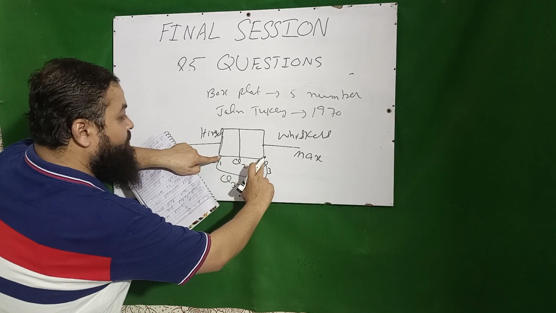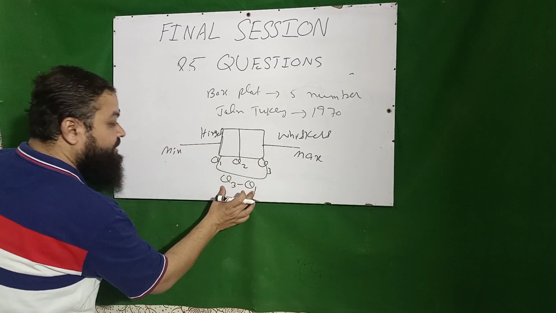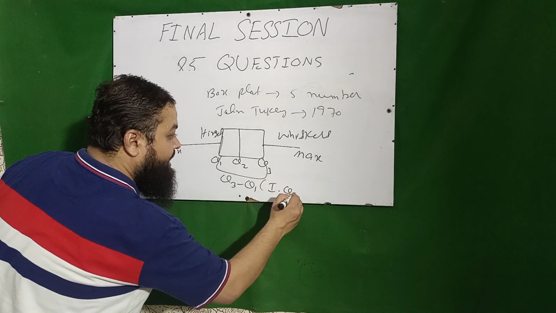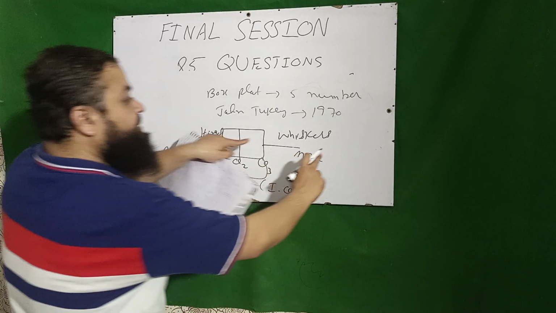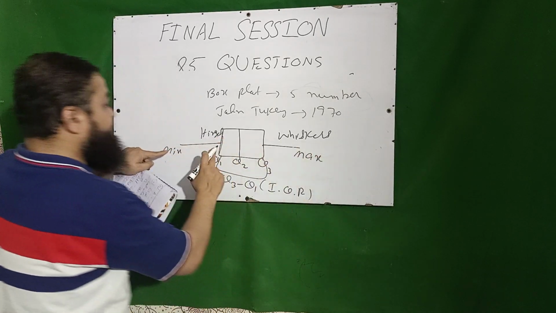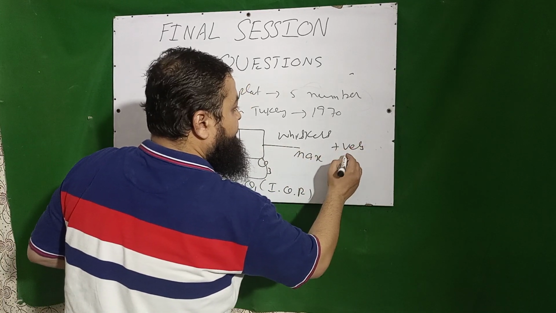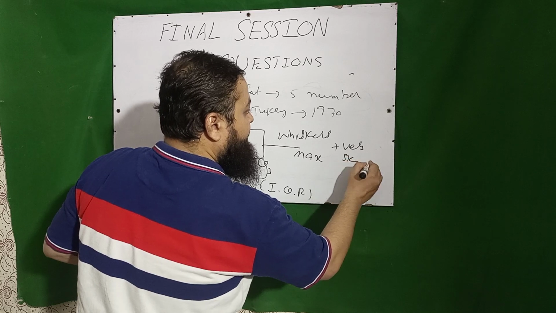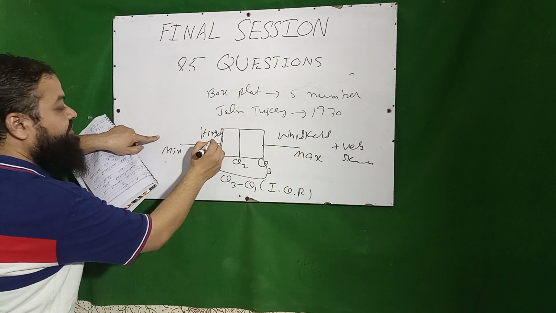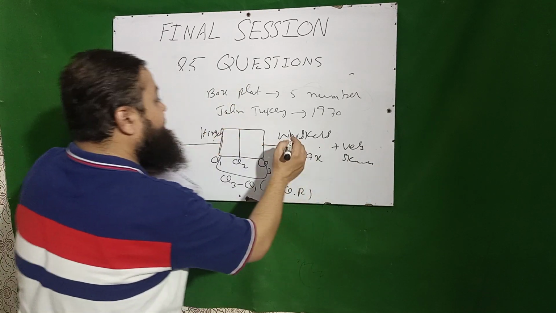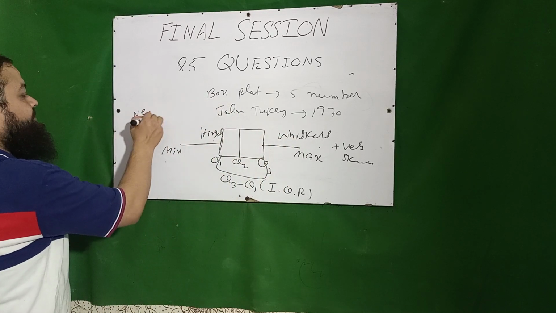The base of the box depends upon Q3 minus Q1, which is the interquartile range. If this whisker is longer than this whisker, then you can say it is positively skewed, and if this left whisker is longer, then we have negatively skewed data.